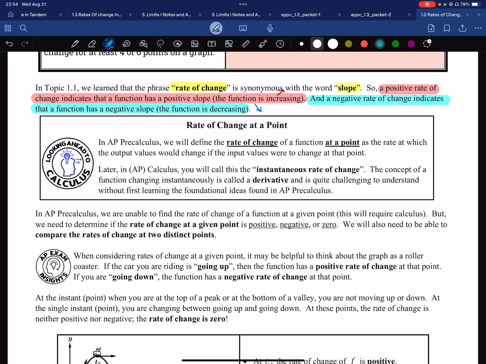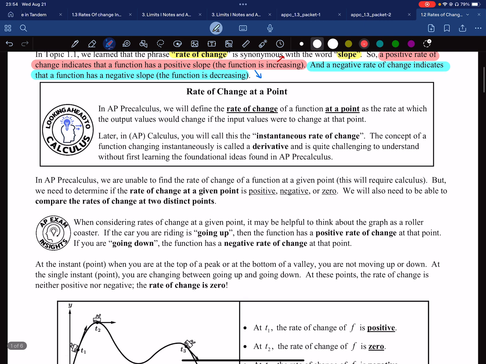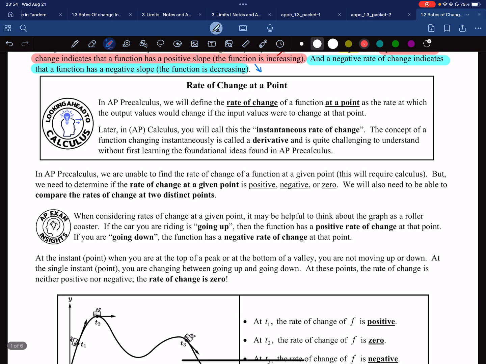Again, the big part that we need to be able to do for the rate of change at a given point is to determine if our rate of change is positive, negative, or zero. We will also have to be able to compare the rates of change at two distinct points. So we need to know that going up is a positive slope and has a positive rate of change, and going down has a negative slope and a negative rate of change.